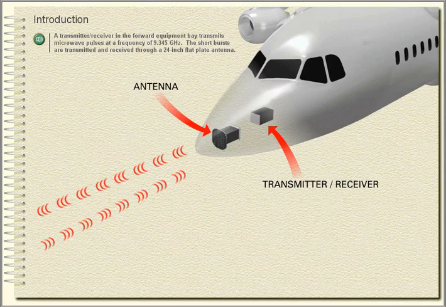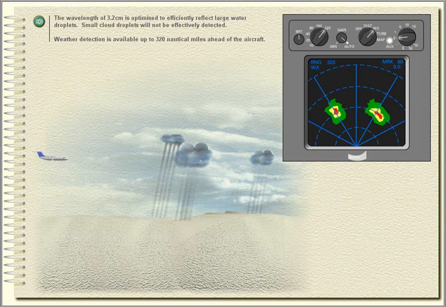Introduction. A transmitter-receiver in the forward equipment bay transmits microwave pulses at a frequency of 9.345 GHz. The short bursts are transmitted and received through a 24-inch flat-plate antenna. The wavelength of 3.2 centimeters is optimized to efficiently reflect large water droplets. Small cloud droplets will not be effectively detected. Weather detection is available up to 320 nautical miles ahead of the aircraft.